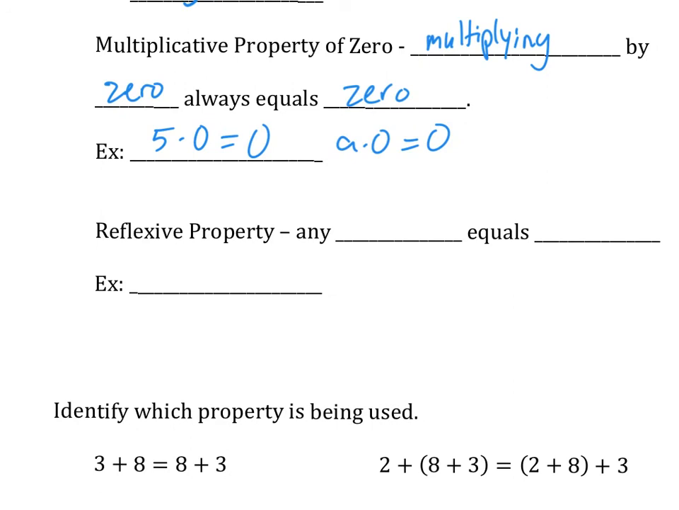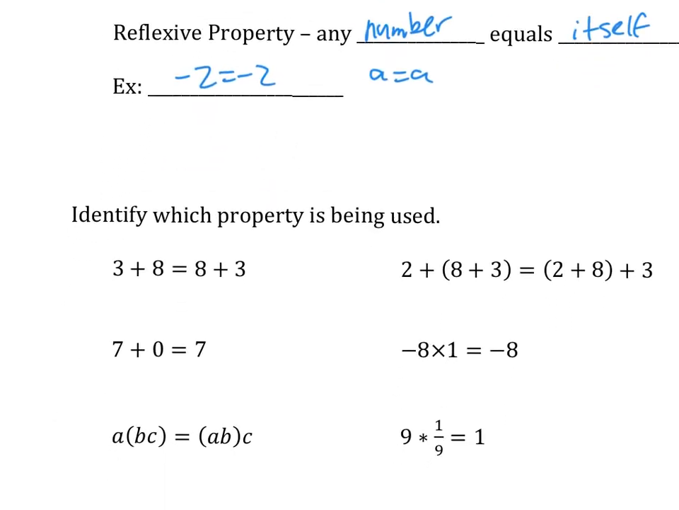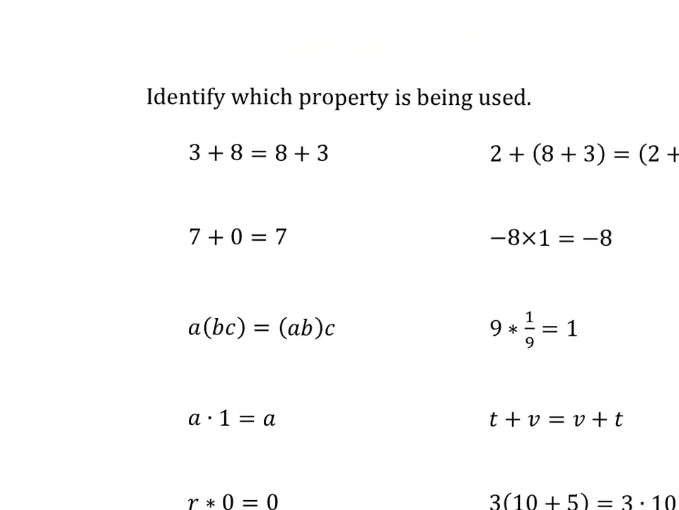Our final property is called the reflexive property, and it says that any number equals itself. Might seem pretty obvious, right? Like obviously -2 equals -2, and A equals A. But that's called the reflexive property, and that's how it works. So now we're going to look at some examples and try and identify which property is being used.